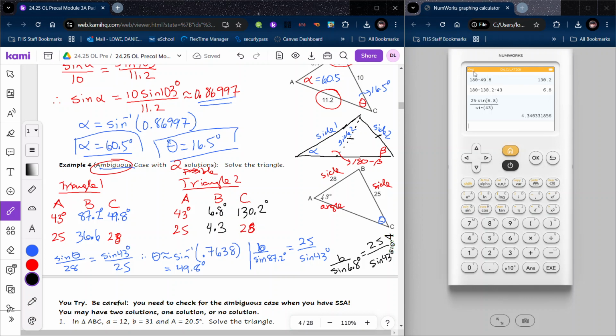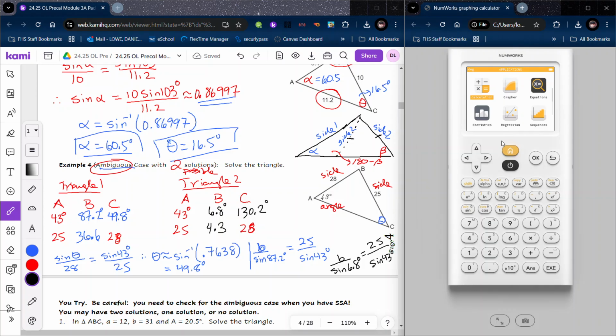Once again, it's important that you be in degree mode. On the NumWorks, you can come to the home screen by clicking the orange button, scroll down to your settings, and make sure that your angle measure is in degrees. And that will allow you to make your computations.